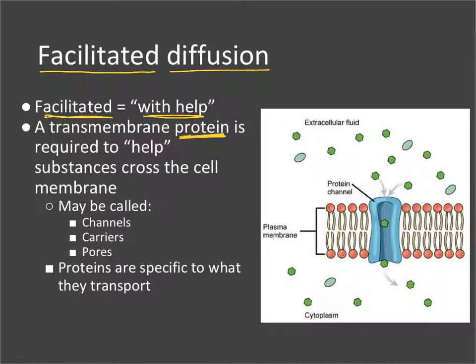Now these proteins here may be called one of these things, and it kind of depends on a little bit what their location is, what their structure is like, and what's crossing them. But you'll see these terms used in a couple of different places. But anytime you see the term channel or carrier or pore, it's quite possibly talking about our facilitated diffusion. And as a reminder, proteins are very specific as to what they can transport. So a transport protein for sodium is going to be different than a transport protein for glucose. And then you need a different protein to transport fructose.